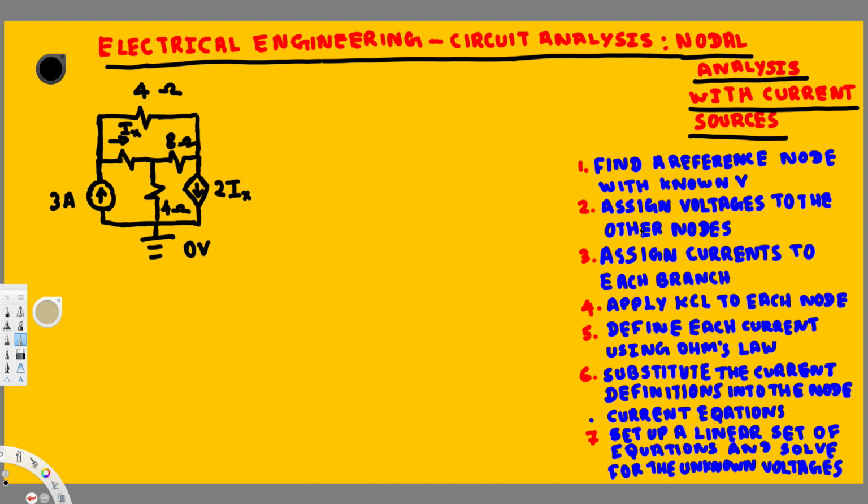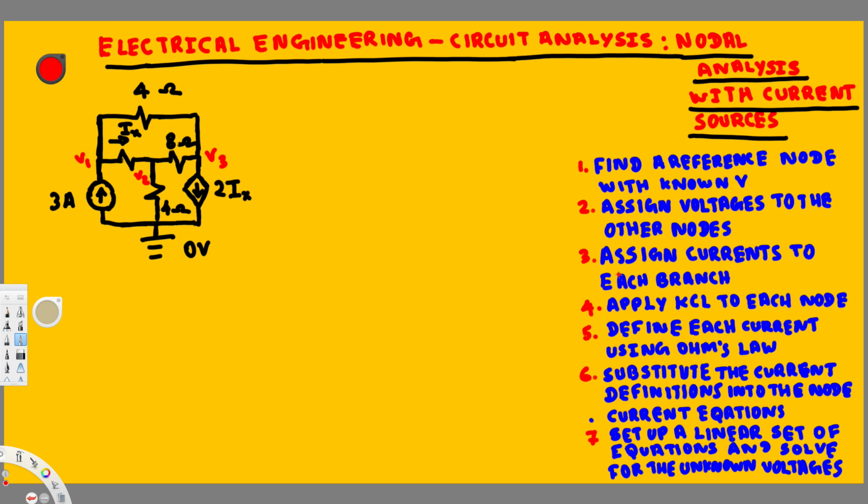Now let's look at the second part. Assign voltage to the other nodes. So here we have 1, 2, 3, and this node we already know. We put 0 voltage. And for the other ones we put V1, V2, and this is V3, right?